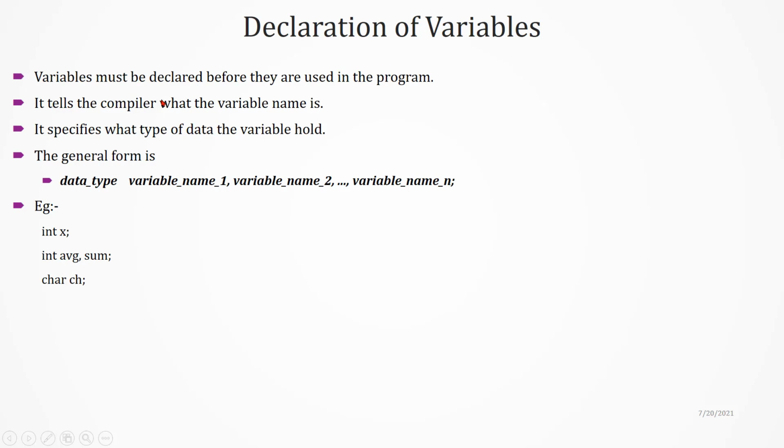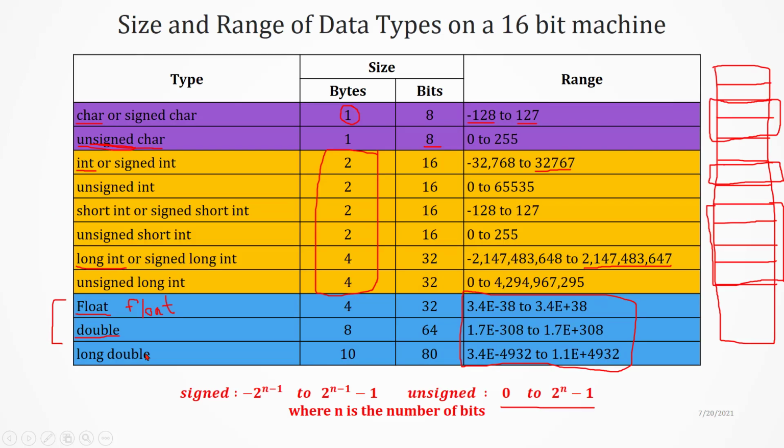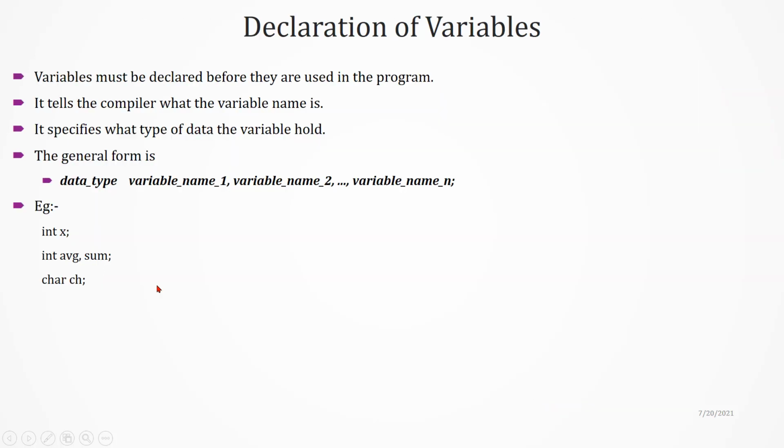So variables must be declared before they are used in the program. It tells the compiler what the variable name is. It specifies what type of data the variable holds. The general form is data type. This data type can be anything from this first column.